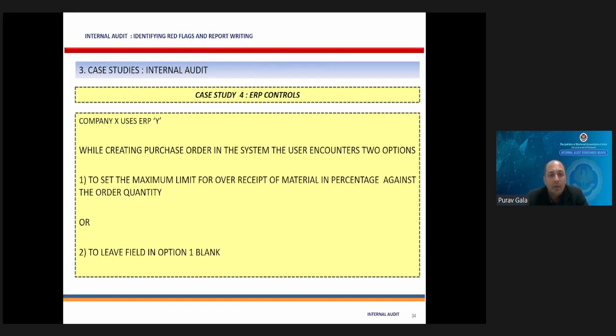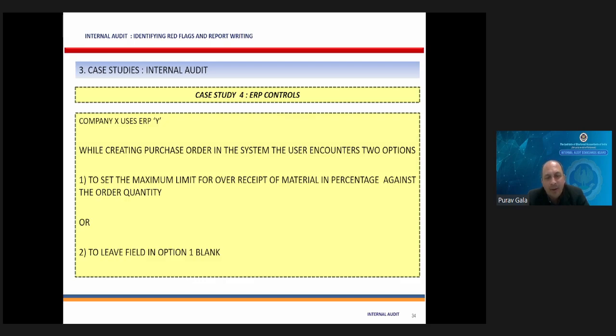Okay. One more example on ERP controls. So a company X uses an ERP Y. When I create a purchase order in the system, the user encounters two options: to set the maximum limit for over receipt of material in percentage against order quantity, or to leave the field in option 1 blank.